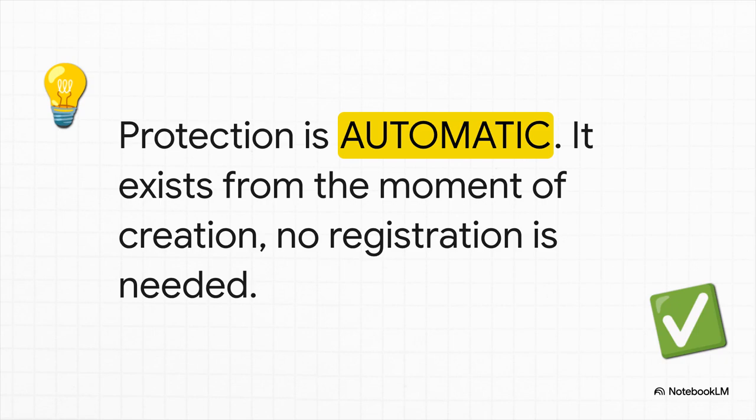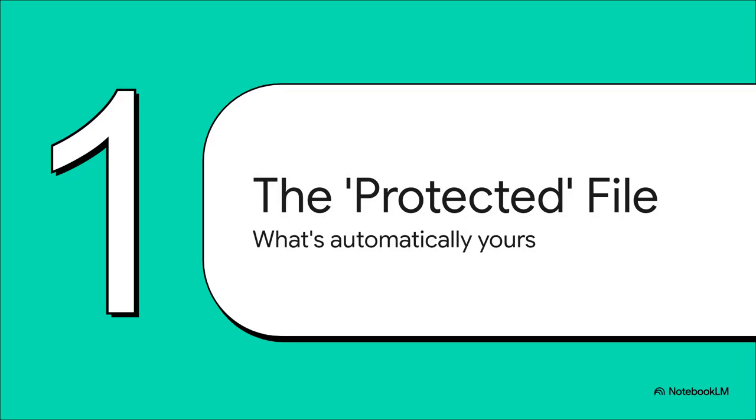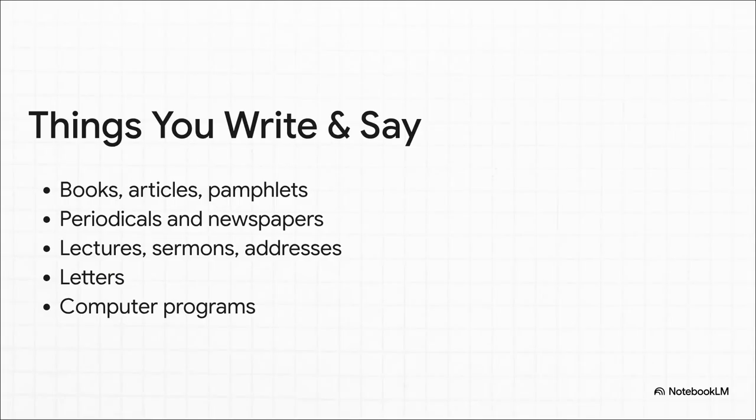It's that simple. To make this all super easy to remember, let's build a little mental filing cabinet in our heads. Just 3 drawers. We're going to start with the first one, the protected file. This is for everything that is automatically yours. So, what goes in this first drawer? Well, basically anything you write or say. You've got the obvious stuff, books, articles, newspapers, but it also includes things like lectures, personal letters, and, this is a big one for us, computer programs.